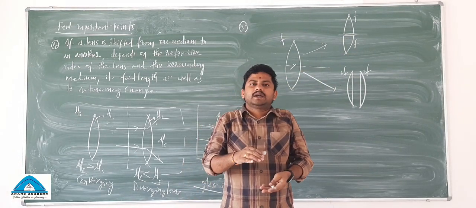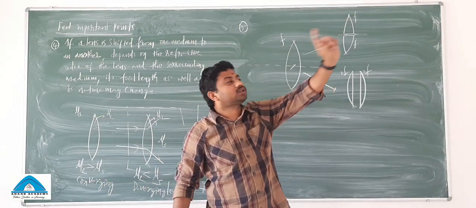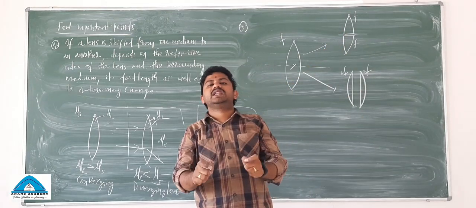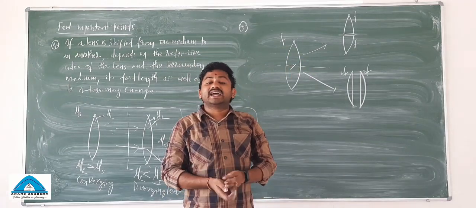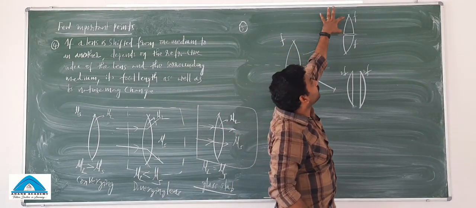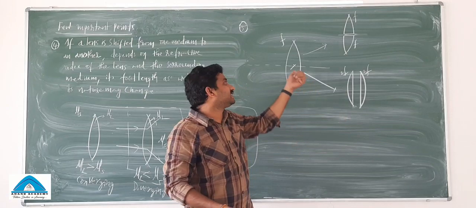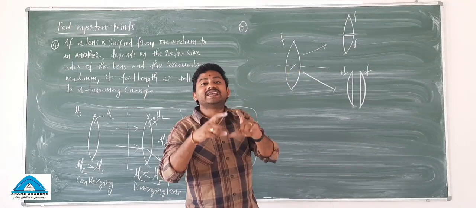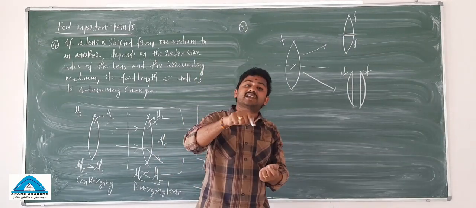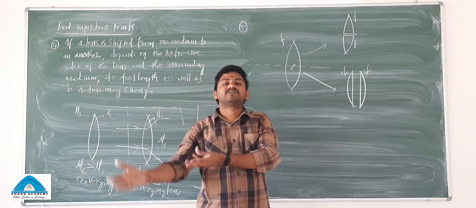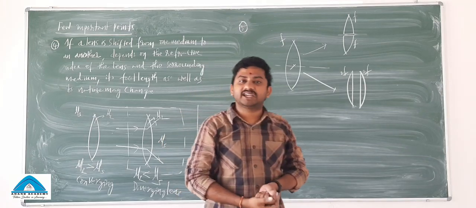When you cut a lens along the principal axis into two halves, both halves will have the same focal length f as the original lens. But the intensity of the image formed by each half will not be the same as in the previous case, because the effective area on which the incident rays fall is decreased. Obviously, it will affect the brightness of the image.